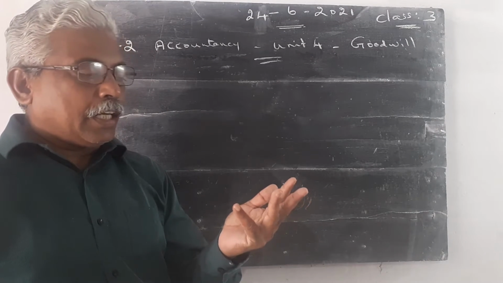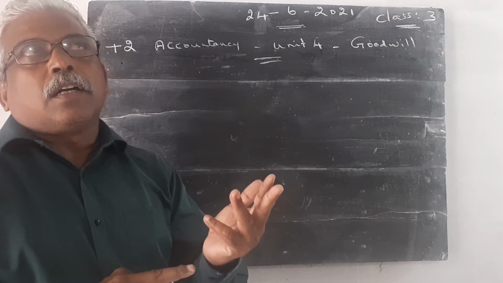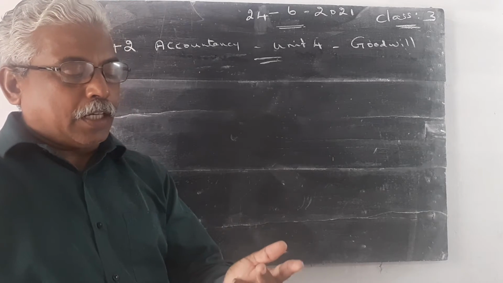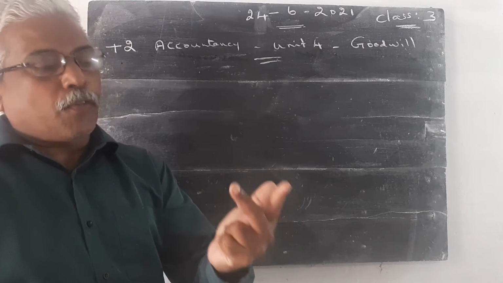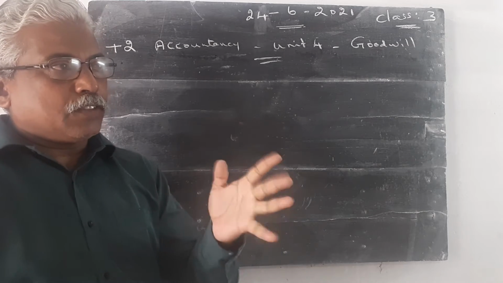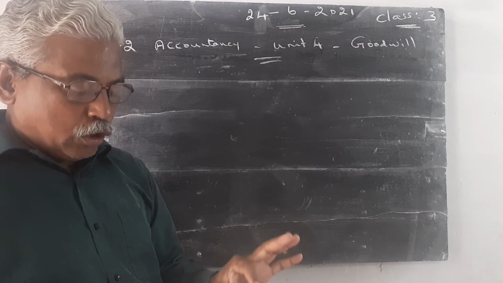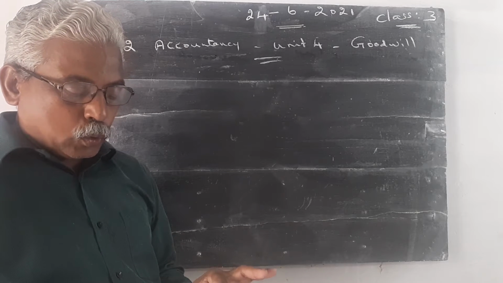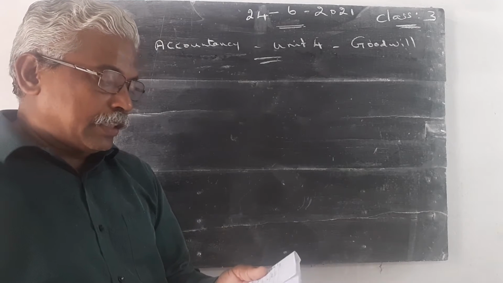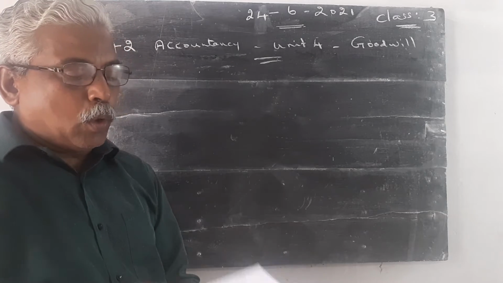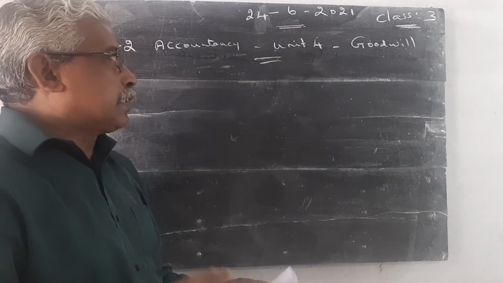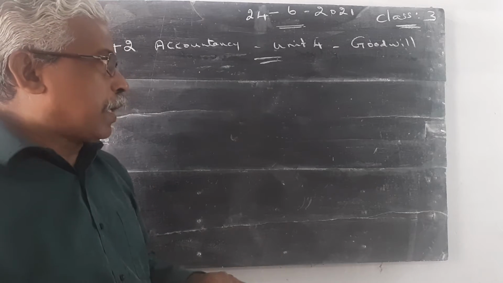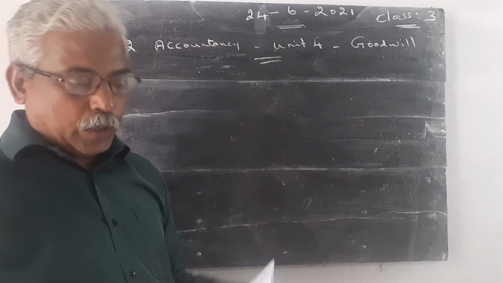The first method we studied is the average profit method, then the weighted average profit method, then the third method, the super profit method. First 3 methods we completed. Then the annuity method, then the capitalizing super profit method and the capitalizing profit method. These 3 more questions are in this chapter. I want to explain these 3 more questions today.